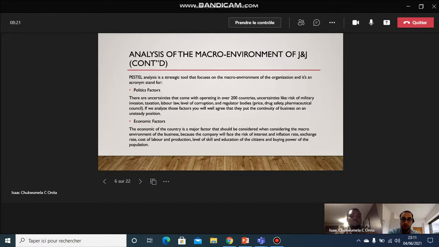Because there could be a chance of military invasion, there could be a chance of taxation, labor law, level of corruption, regulatory bodies. Regulatory bodies, we talk about the price regulatory body, the drug safety, the pharmaceutical council. So all these are the challenges, the factors that could affect the macro environment of J&J. Another factor is the economic factor, and the economic factor will look at the risks of inflation.